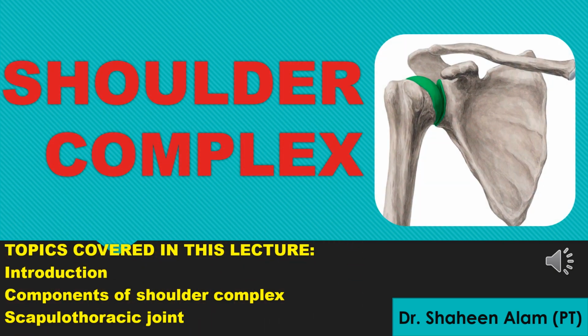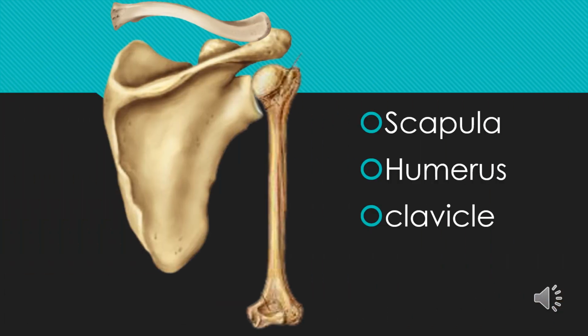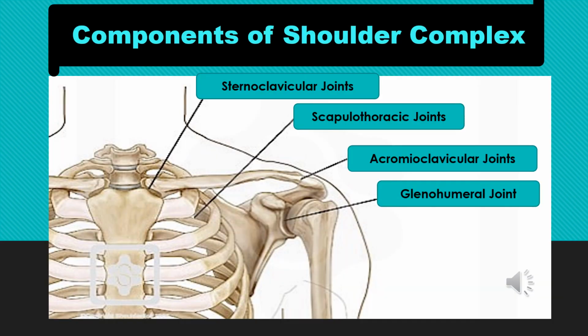So today we will be discussing the introduction of the shoulder complex, its components and the scapulothoracic joint. So, the shoulder complex is composed of three bones: scapula, humerus and clavicle. They are interlinked with each other with the help of multiple joints. Let's study them. Let us see which joints are helping in forming the shoulder complex, and these play a very important role in it.